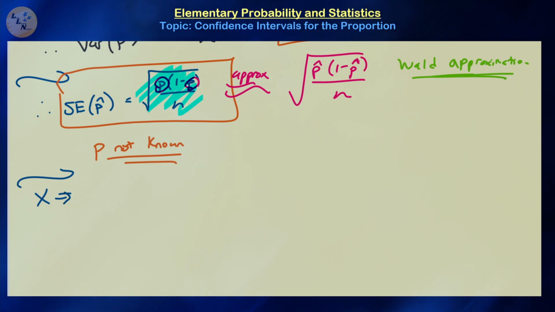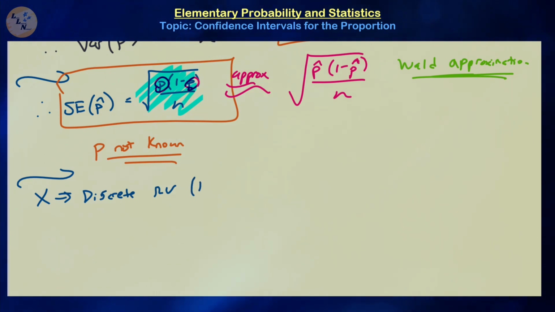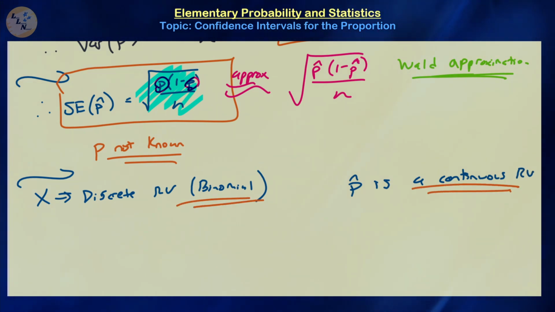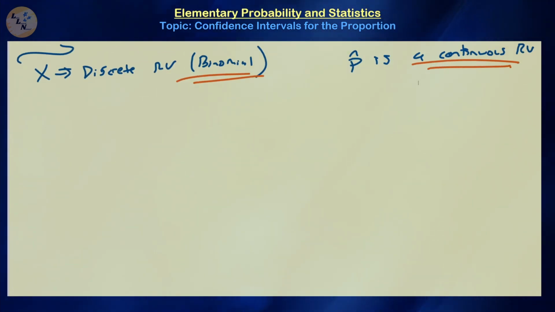So x, as we already know, is a discrete random variable, but not any discrete random variable, it is a binomial discrete random variable. So how are we going to model the proportion? Well, keep in mind the proportion p hat is a continuous random variable. So we can't use a binomial random variable directly to model a continuous random variable. So are there any tools that we've discussed up to this point that are going to allow us to deal with this conflict? And the answer is yes.